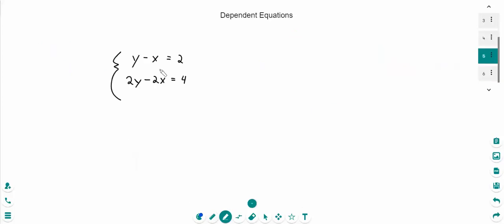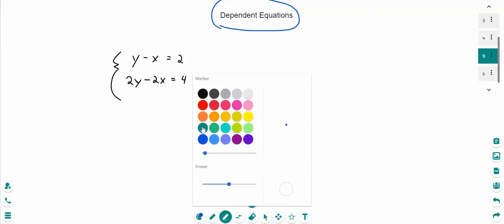Moving on. Now let's talk about a third scenario that we could potentially have when we're dealing with systems of equations. And the third scenario is what we call dependent equations. All right, so what are dependent equations? Well, let's find out. Same kind of process here. Let's start with elimination on this problem, and just see what happens when we do it algebraically.